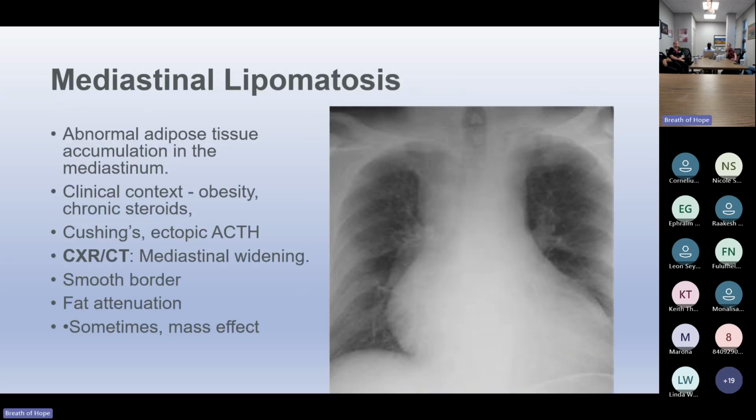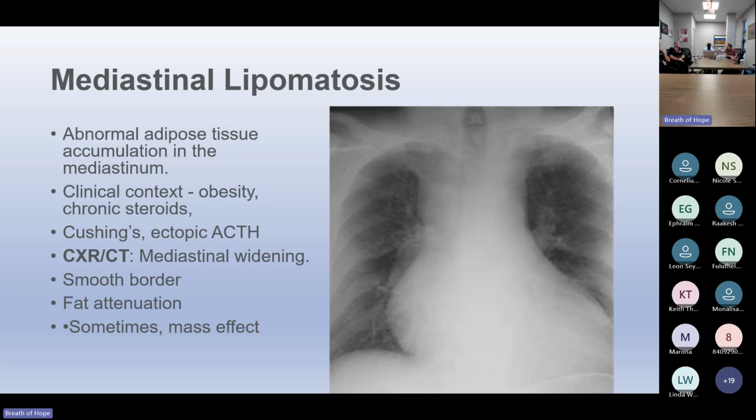Mediastinal lipomatosis, I thought maybe because yesterday we saw one, we could just touch on it briefly. They tend to have abnormal adipose tissue accumulation in the mediastinum next to the pericardium. Clinical context: obesity and chronic steroids.